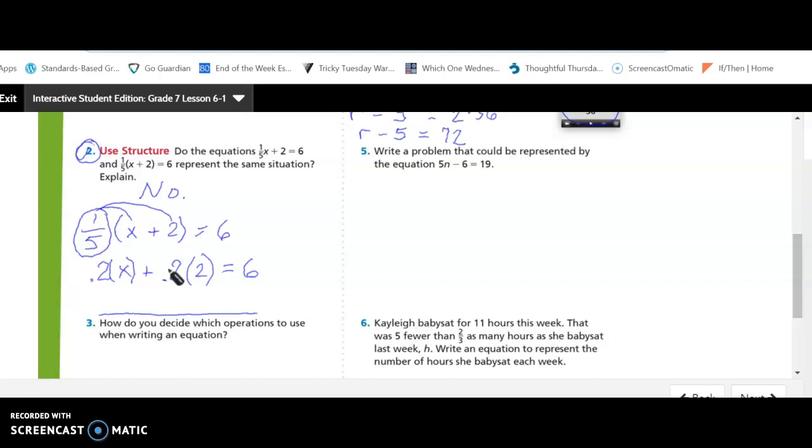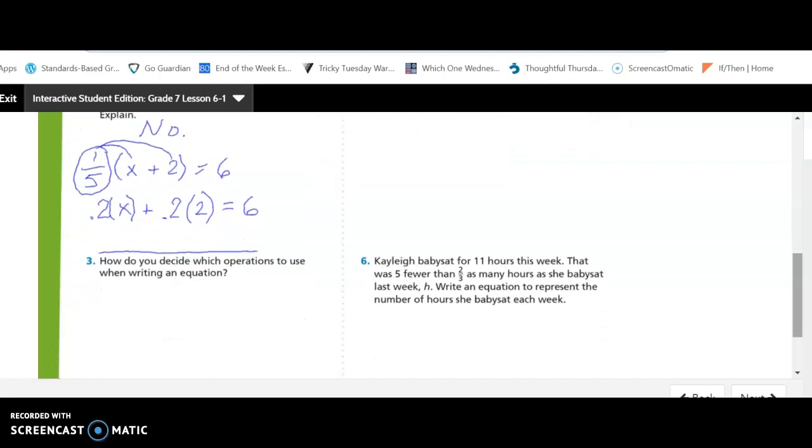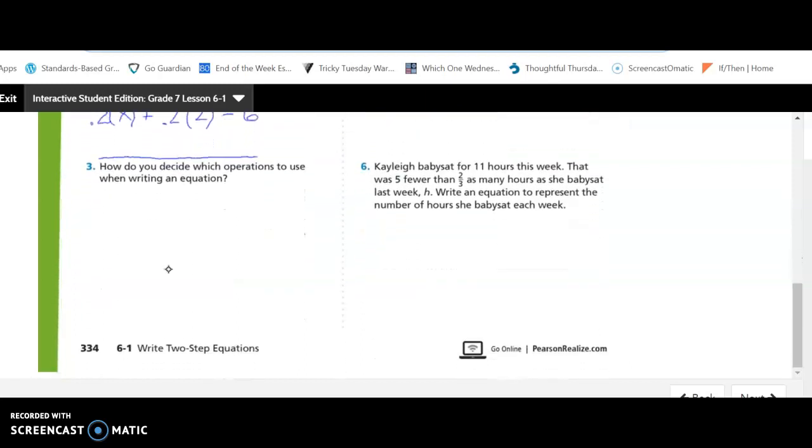At this time, I'm going to encourage you to pause the video and write down a problem in your math workbook. Write a word problem that could be represented by 5n minus 6 equals 19. What's a real-world scenario that could represent? And then we'll look at number 6 as our last example together for this lesson.